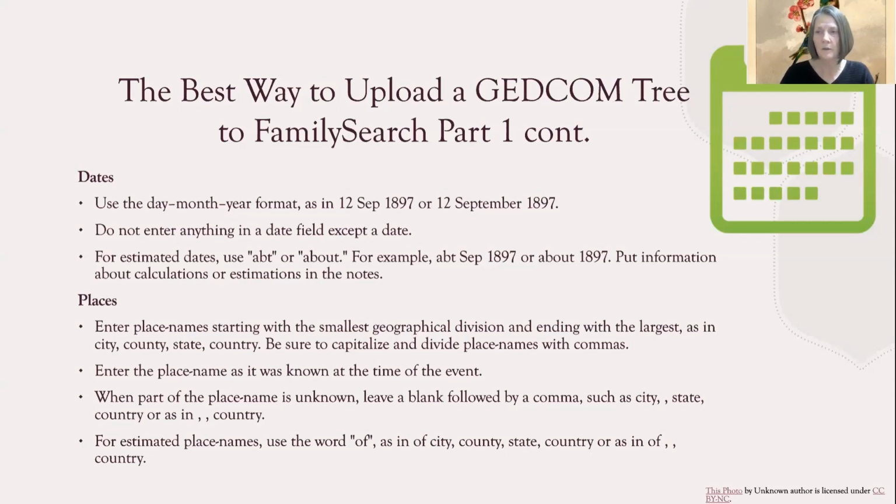If you don't know part of a place name, then just put a comma, a space, then a comma, a space, and then the next name of the place. You can also, if you didn't know exactly whether someone was born there or died there, put "of" where they lived. So "of" means where the person lived.